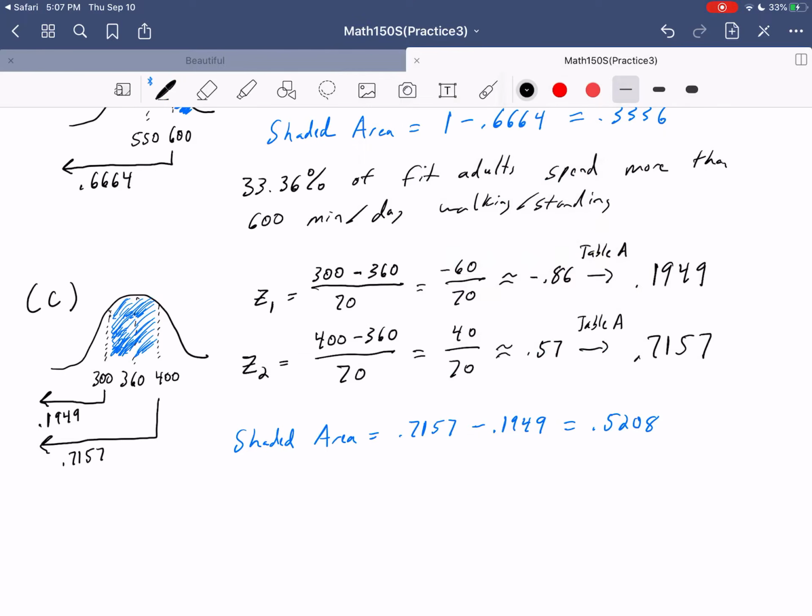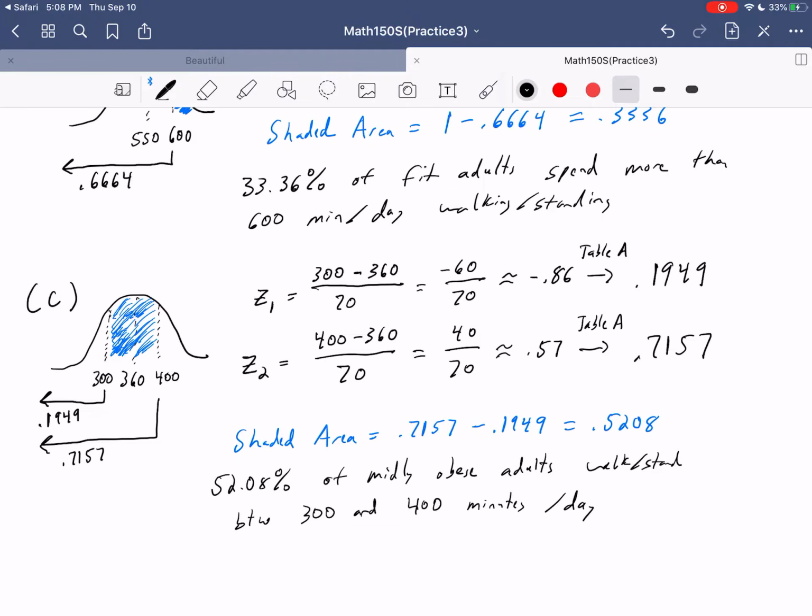Translate that into a percentage, and we can say that 52.08% of mildly obese adults walk/stand between 300 and 400 minutes per day. So there's our calculation for that. Perfect. So these first three, A, B, and C, all did different percentages below, above, and between two values. These are the percentages you should be comfortable calculating using the normal distribution.